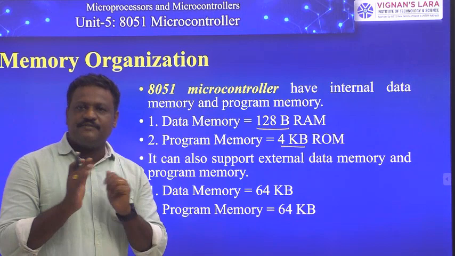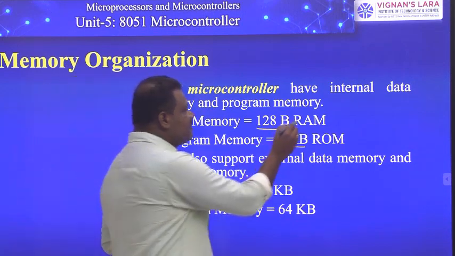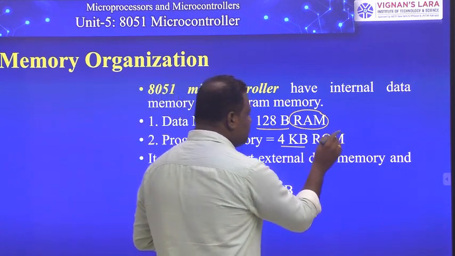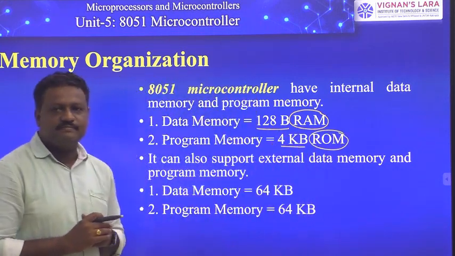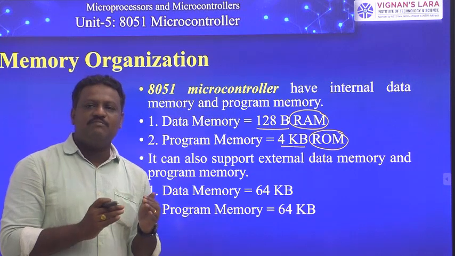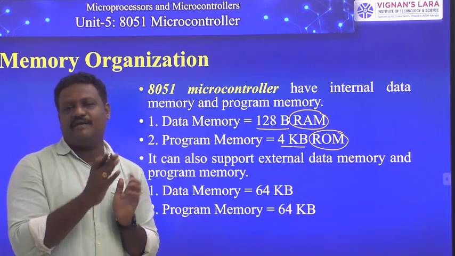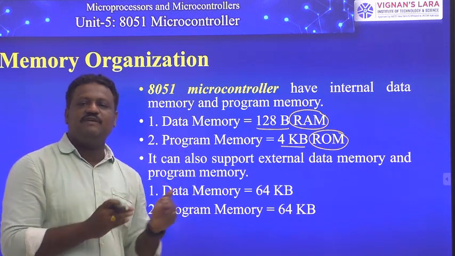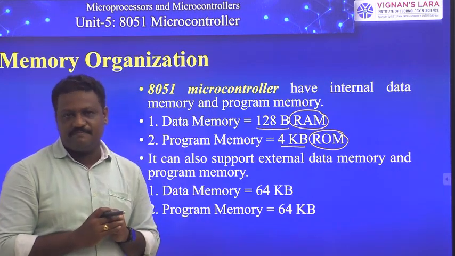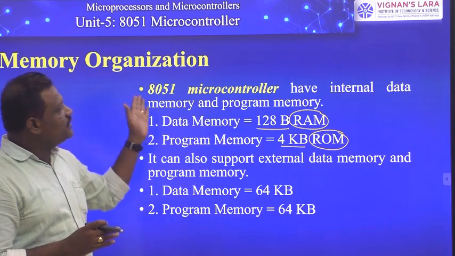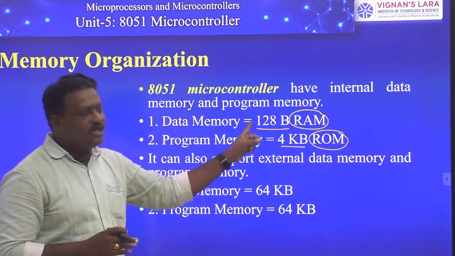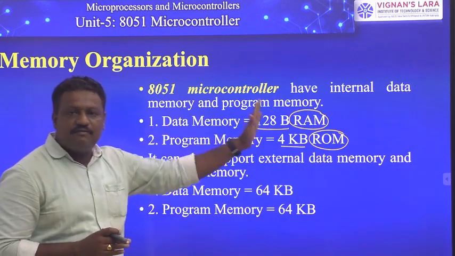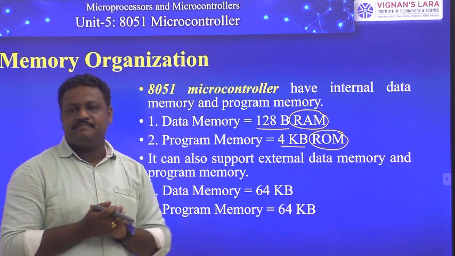So, don't get confused, friends. Data memory is nothing but random access memory and program memory is nothing but read-only memory. Wherever I talk about data memory, just substitute that with RAM, and wherever I discuss program memory, just substitute that with read-only memory. So, your 8051 has inbuilt data memory of size 128 bytes RAM and program memory of size 4 kilobytes ROM.